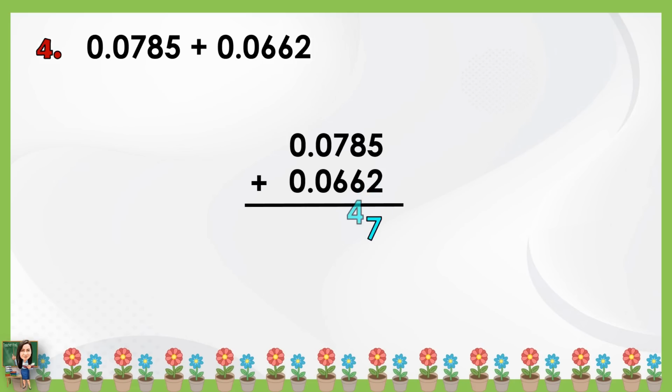8 plus 6 equals 14, carry up 1. 1 plus 7 plus 6 equals 14, carry up 1. 1 plus 0 equals 1. Then write the decimal point and the 0. The answer is 1,447 10,000ths.